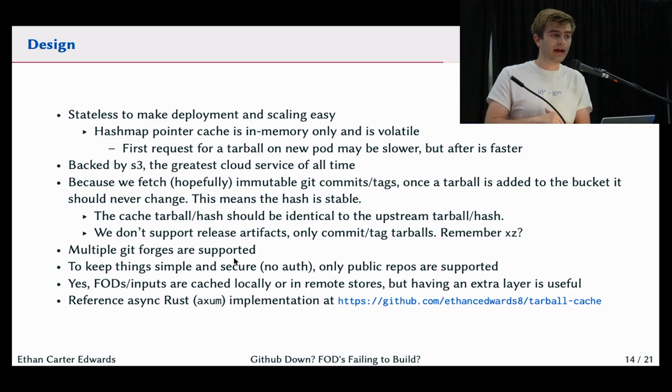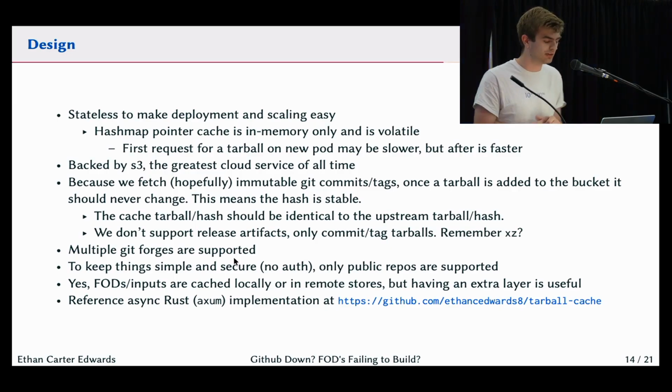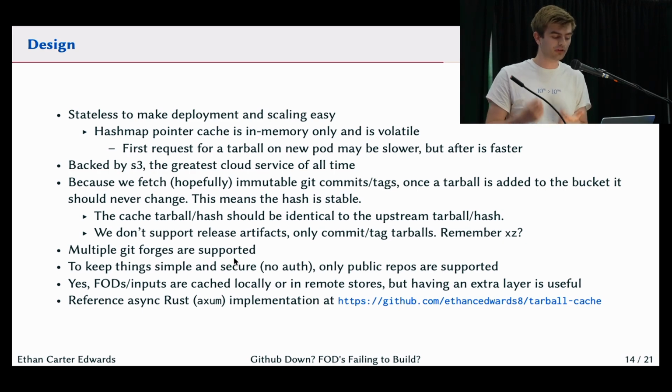Once we add a tarball to the bucket, it will never change. This means that the hash will never change, which is a safety guarantee. We also don't support release artifacts for a very specific reason. We're at DEF CON. We all remember what happened with XZ a couple of years ago. The XZ supply chain attack was introduced because a malicious maintainer had injected some malicious code into XZ's release artifact. If the distros would have just downloaded the source instead of the release artifact, we could have avoided this. Some distros did this, some did not. Multiple Git forks are supported. We support GitHub, GitLab, Forgejo, Codeberg, whatever.